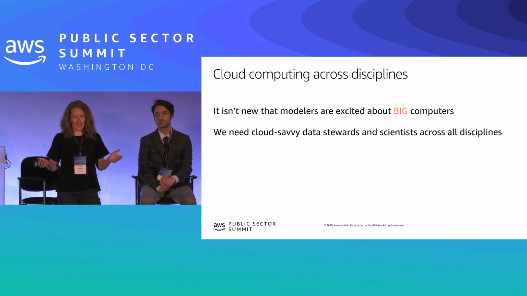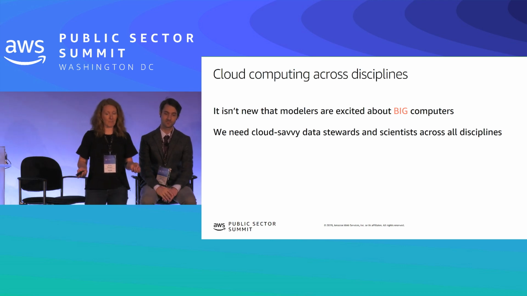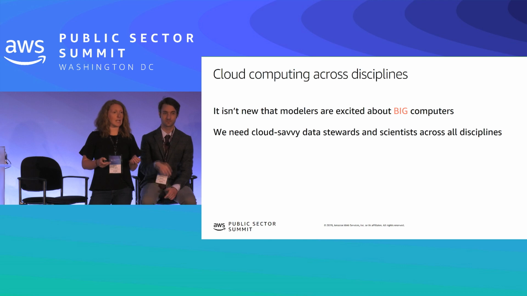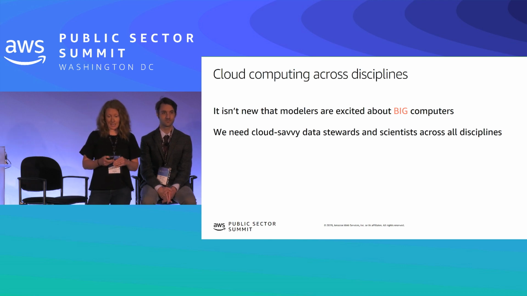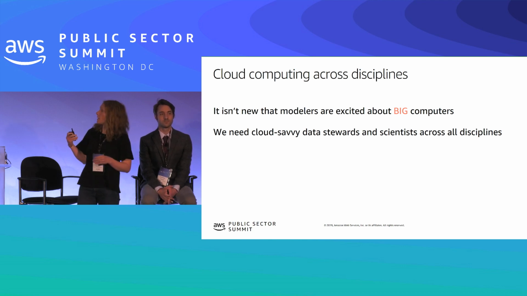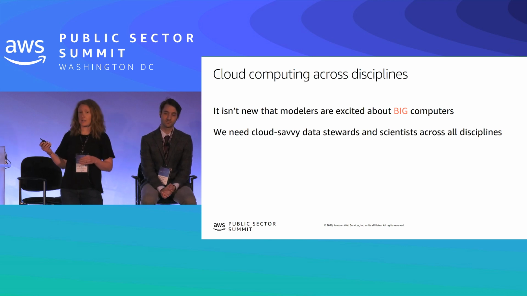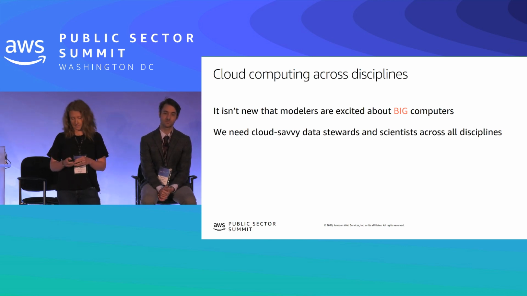All this to say that Earth scientists have recognized the power of big computing for quite a while. But by AWS democratizing access to the cloud, and efforts like the ESIP Lab, where we're encouraging Earth scientists to get in and experiment with developing technology, we've created a framework that has the potential to provide cloud-savvy data stewards and scientists across all disciplines.